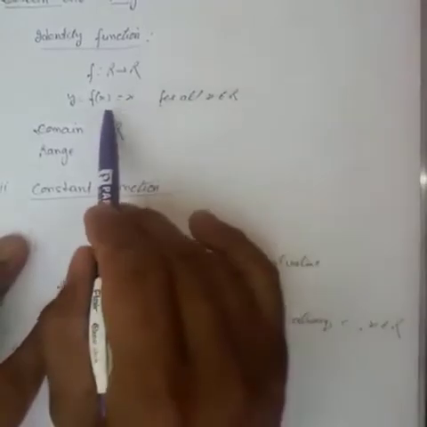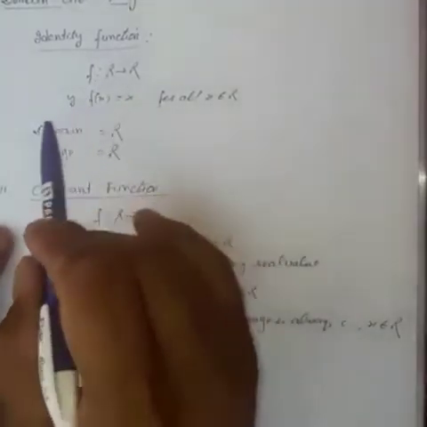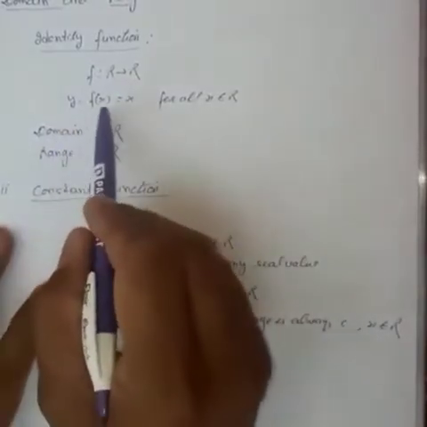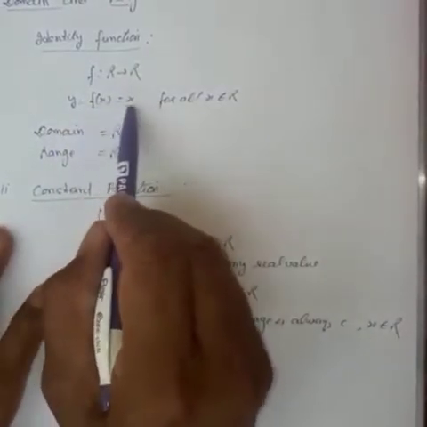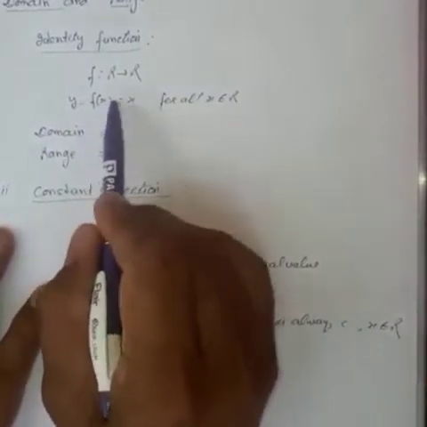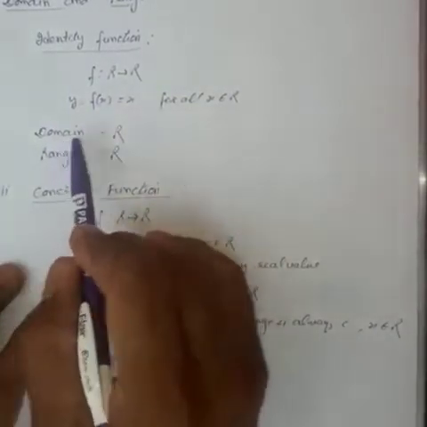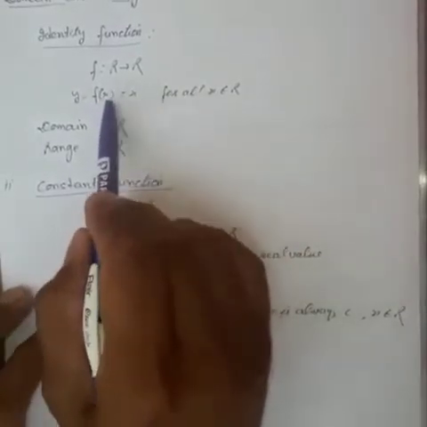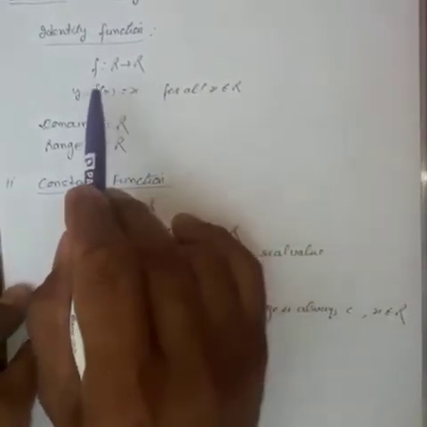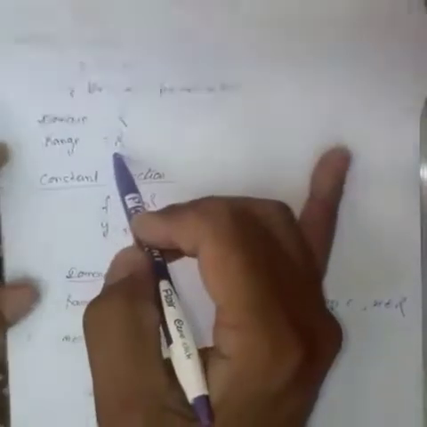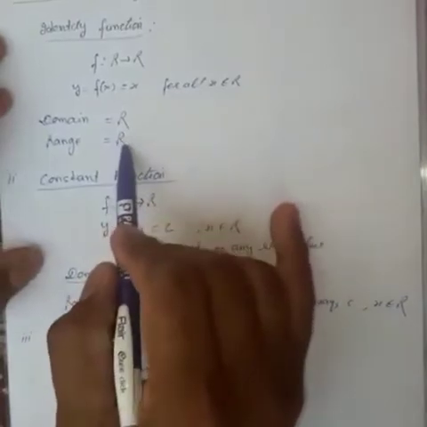So now, what is the domain? You recall the definition. Domain is the set of all values of x for which the function is defined. It should be real and finite. So it is always real and finite for all x. Therefore the domain is the set of real numbers, because the domain and range element will be the same. The image of x is x also, so therefore the range will also be the set of real numbers.